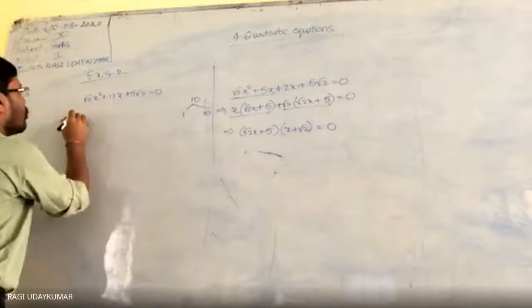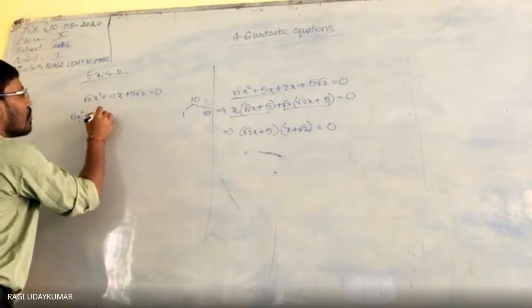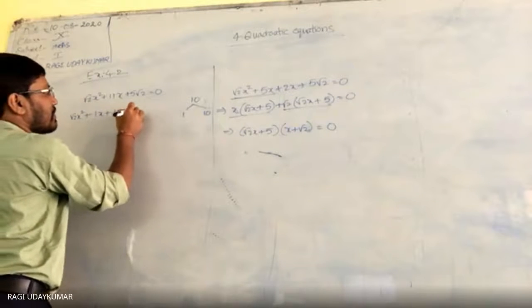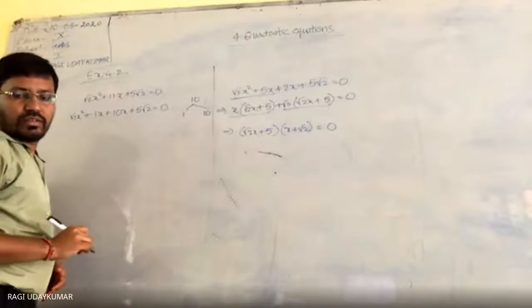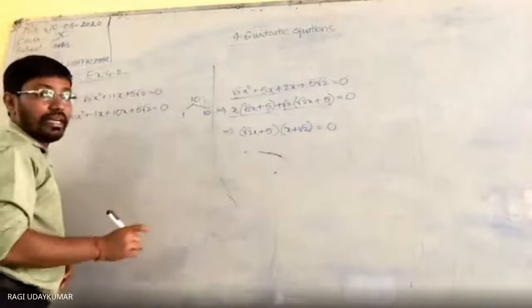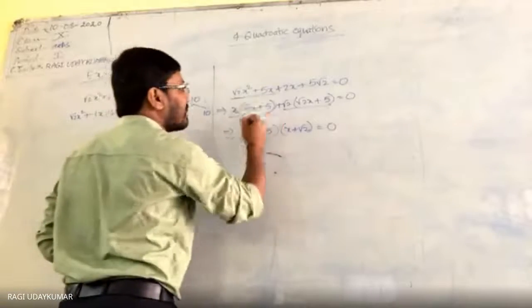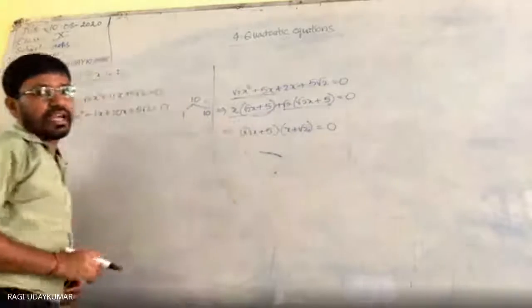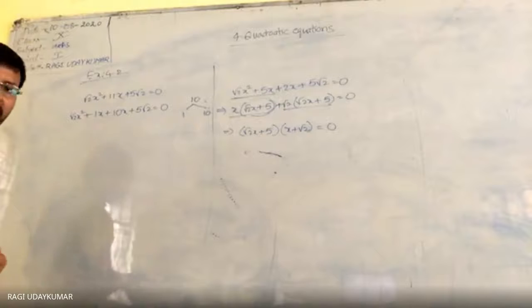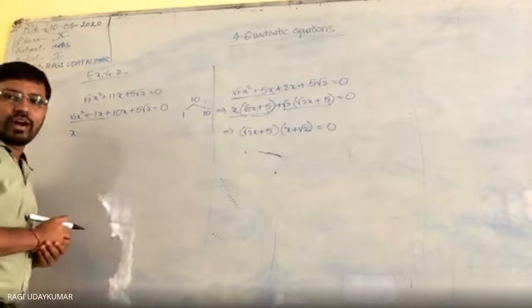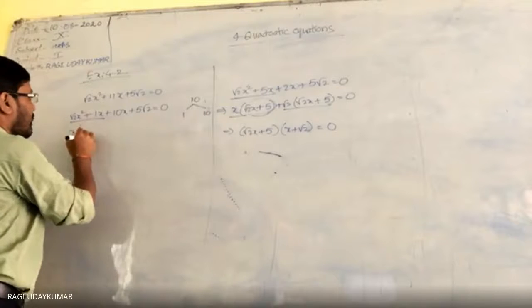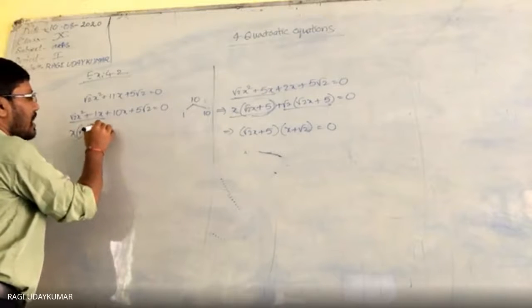So what to do now? Root 2x square plus 1x plus 10x plus 5 root 2 is equal to 0. If you take it like that only, then you will get this factor and this factor, the same factor will come. Otherwise you will not get it. So now here what can you take common? Only x you can take common. So if you take x common, here root 2x plus 1 will come.